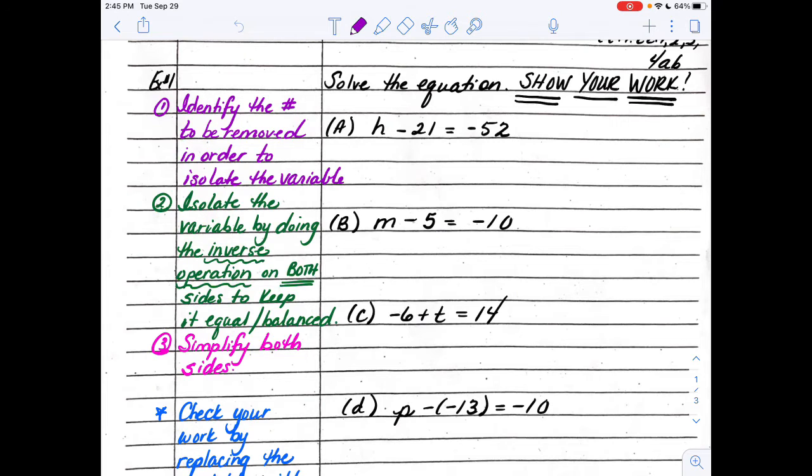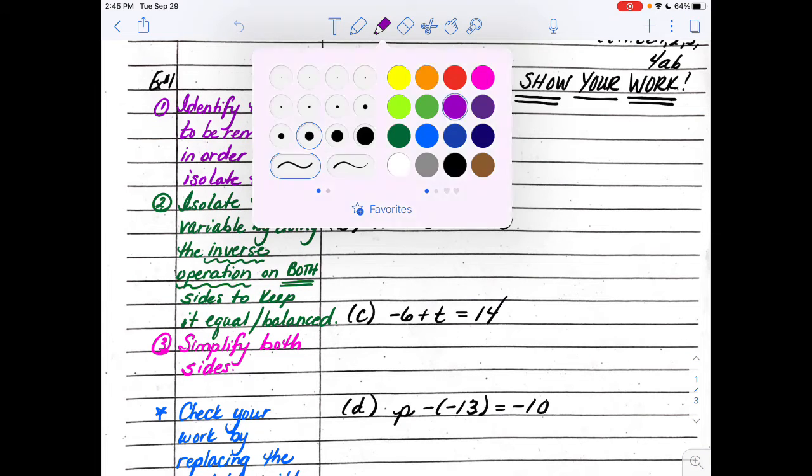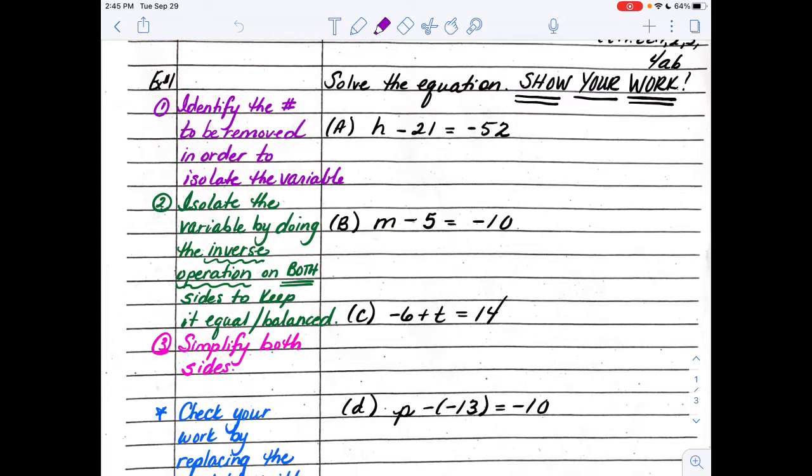Because trust me, later on this year, it is not going to be as simple and easy as being able to look at it and know the answer. So with equations, the big thing that you have to remember is you are trying to isolate the variable. And when I say isolate the variable, I mean get the variable, that letter, by itself. It's not supposed to be on the right or left with any value, any constant, only by itself.